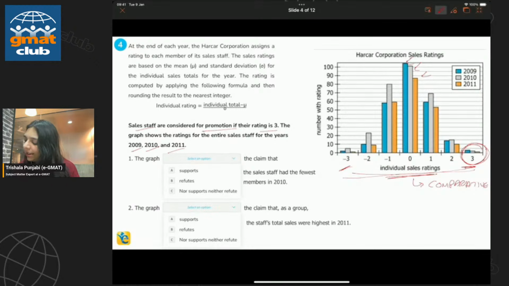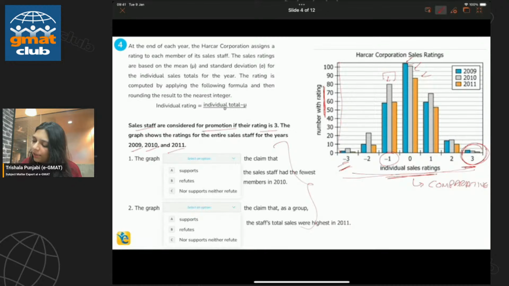And what is there on the y-axis? It is a number with rating. So what does that mean? Before we even go into the question stem, let us figure out what this bar is telling us. This is the technique which I like to use a lot, wherein I look at one data point or one cluster of data points, and I try to teach myself in my head what this means. So let us look at the data point of -1.